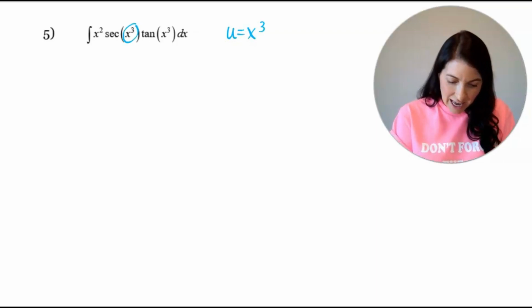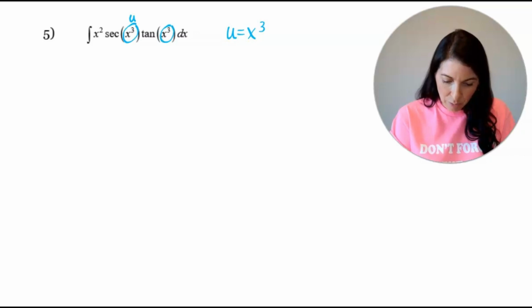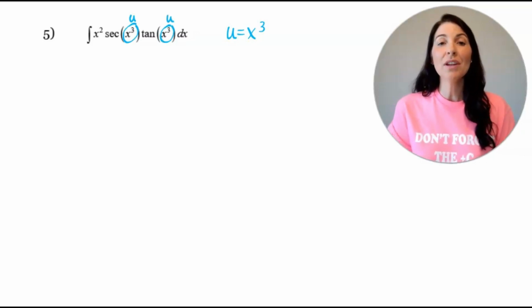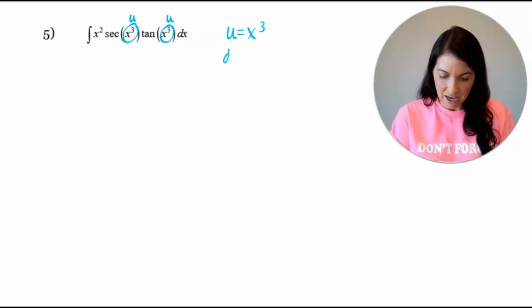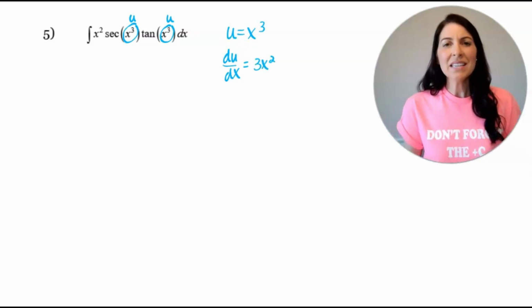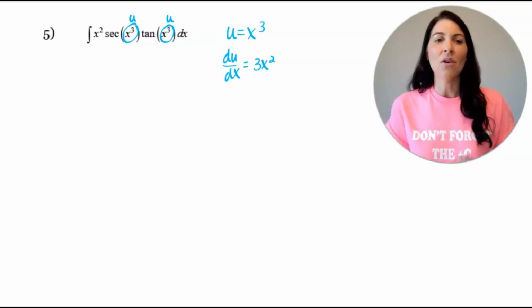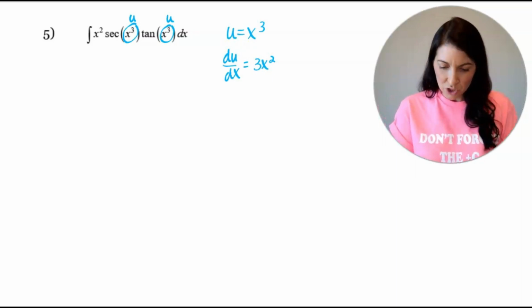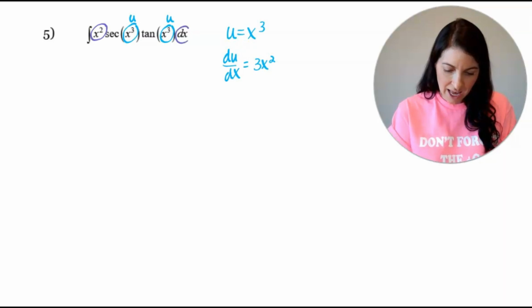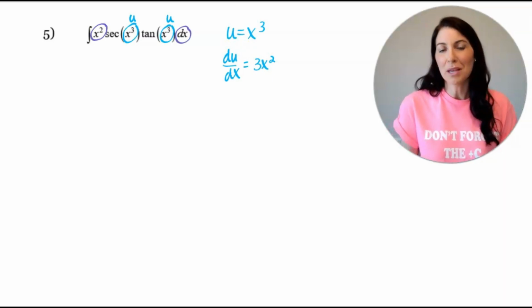So whenever I see an x to the power of 3, I know I'm going to replace this with u. Now let's go ahead and take the derivative of u with respect to x. So du dx is going to be equal to 3x squared. Let me see what else I have in this integral. After I change the x cubed to u, it looks like I still have an x here that needs to be replaced and a dx here that needs to be replaced.